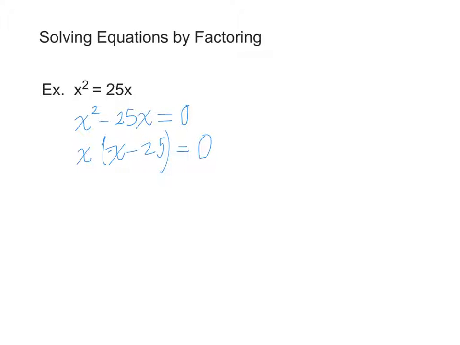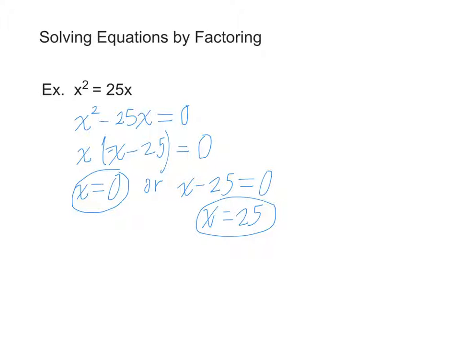Each one of these factors could potentially be 0. So I'm going to set x equal to 0 and the x minus 25 equal to 0. It means we'll have two solutions. One of them will be 0 and the other 25.